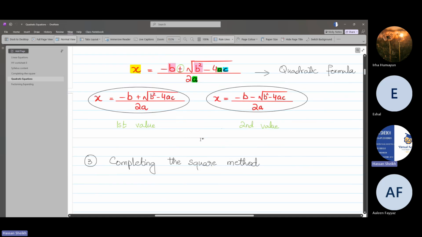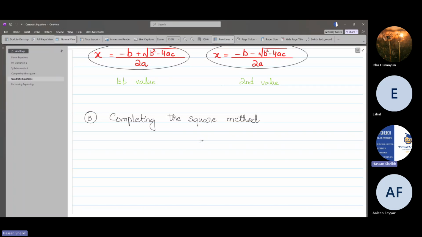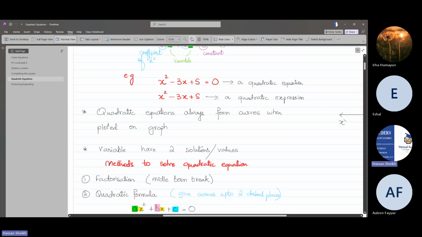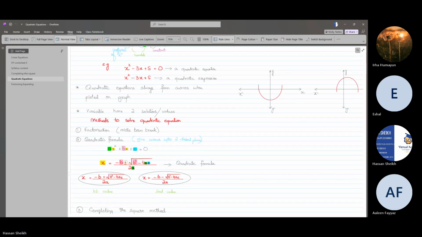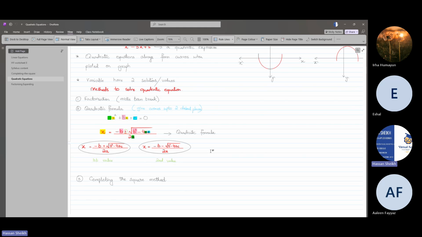Now, the third method is called the completing the square method. And that is considered the difficult method to solve quadratic equations as compared with the factorization and the quadratic formula. Girls, down till here, do you understand that we have three methods to solve quadratic equations, starting off with factorization, then quadratic formula, and then completing the square method?